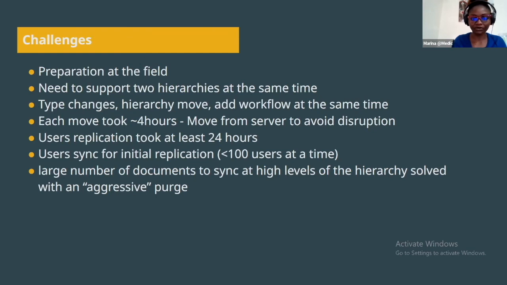Another one was the large number of documents noticed on some of the users at the high level. For example, the TV focal point: we noticed that some of them had more than 30K documents to sync because of the replication depth that we set there. So we had to do an aggressive purging to have them delete all the unwanted documents from their device.